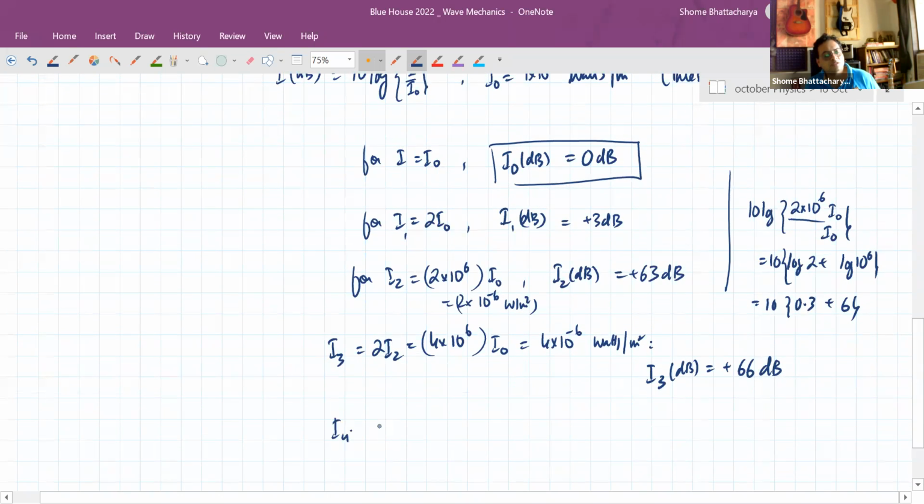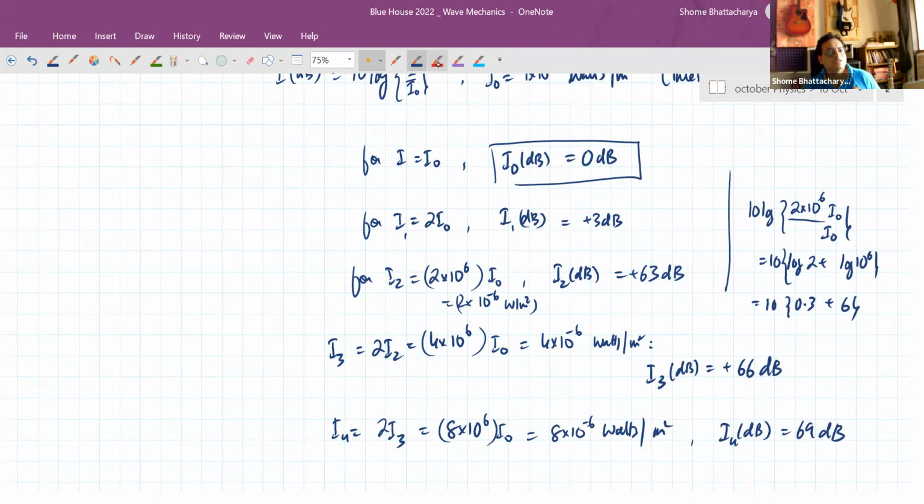Then suppose you double this one now. So I4 is, let's say, 2 times I3. So it becomes 8 into 10 raised power 6 times the threshold of hearing, or it becomes 8 into 10 raised power minus 6 watts per meter square. So in decibels, I4 now becomes 69 decibels.